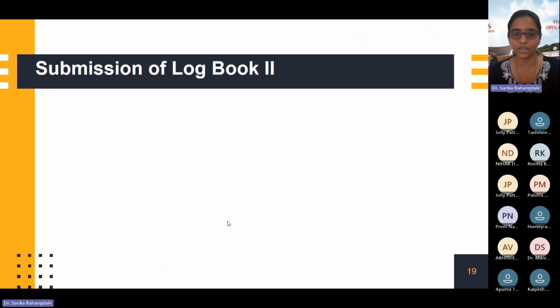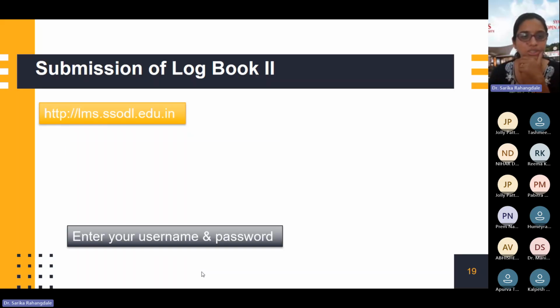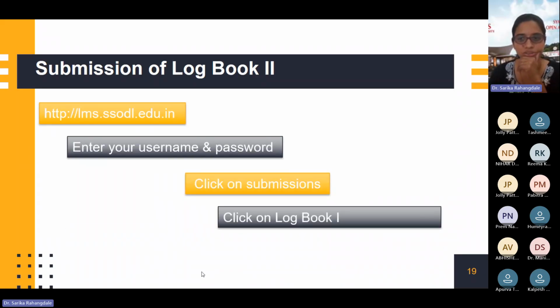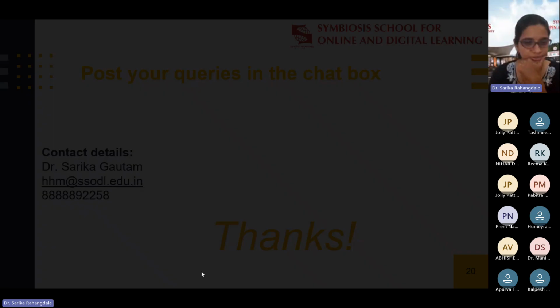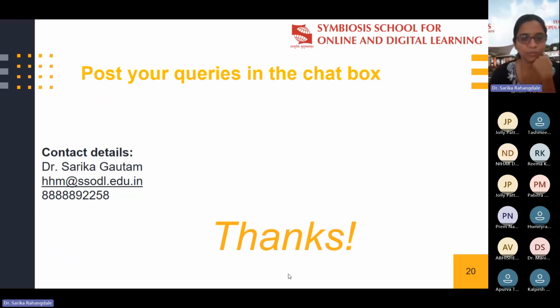So that's all related to logbook 2 submission. As you are already aware, how to do the submission of logbook 2 in the elements: logbook 1, logbook 2, you have to prepare the file and upload it back to the elements. Okay, if you have any query, you may ask. You may unmute yourself or write your query in the chat box.